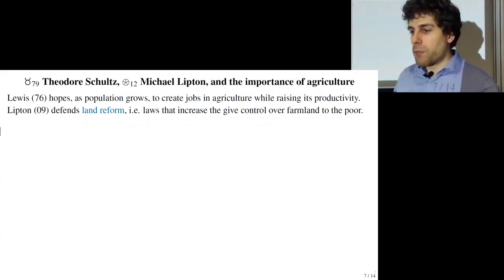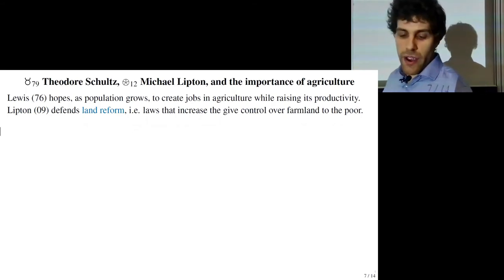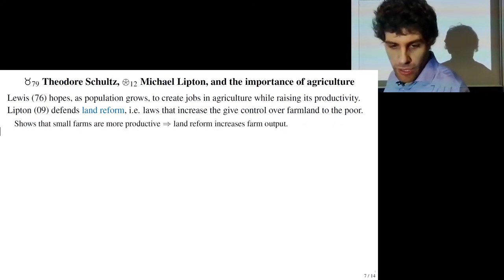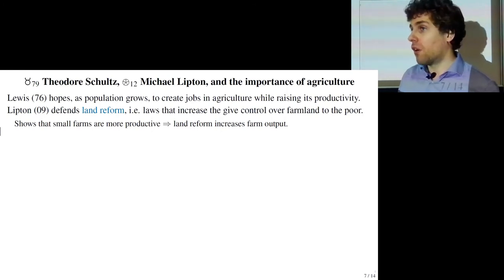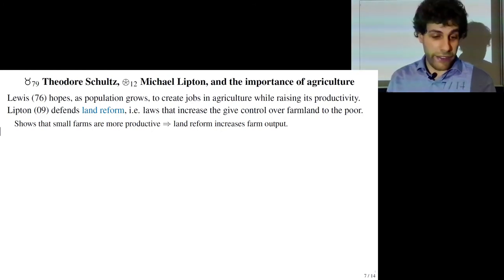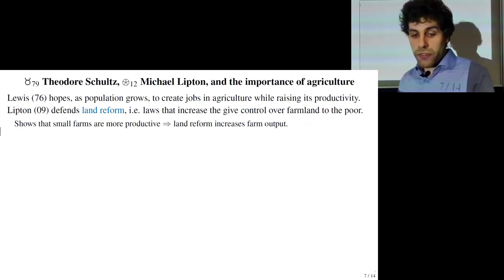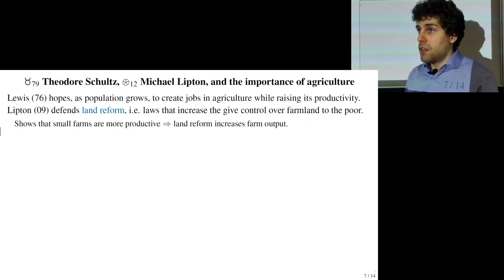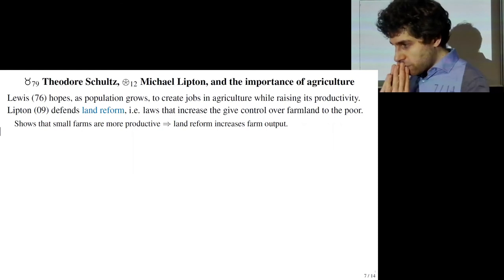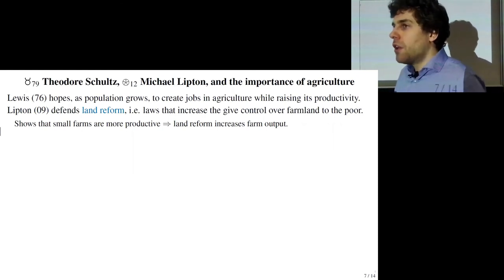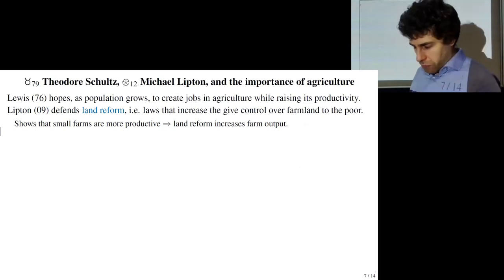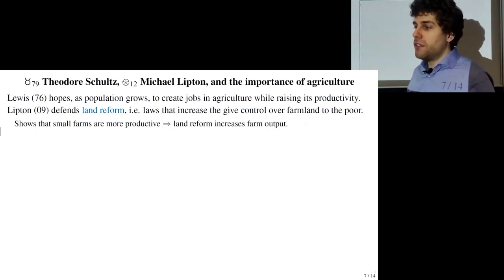To give them more wealth, higher status, higher income. He shows that land reform is a very good idea because small farms are more productive. There are different possible land reforms, but one important one is to simply redistribute land.